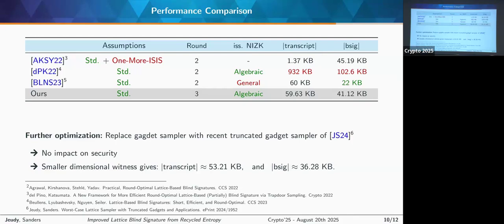We can also improve on these sizes by replacing the gadget sampler with the recent truncated gadget sampler that we proposed with Olivier in another paper. It does not impact security at all, but it reduces the dimension of the gadget and thus the witness dimension, which improves the zero-knowledge proof component in particular.